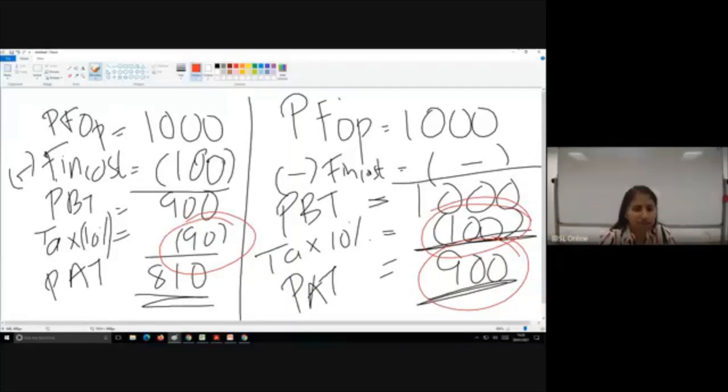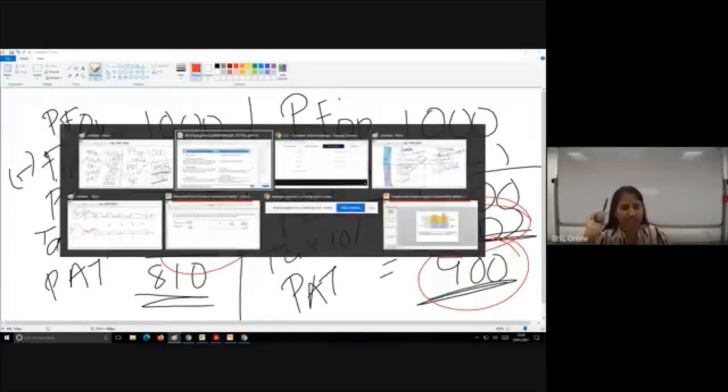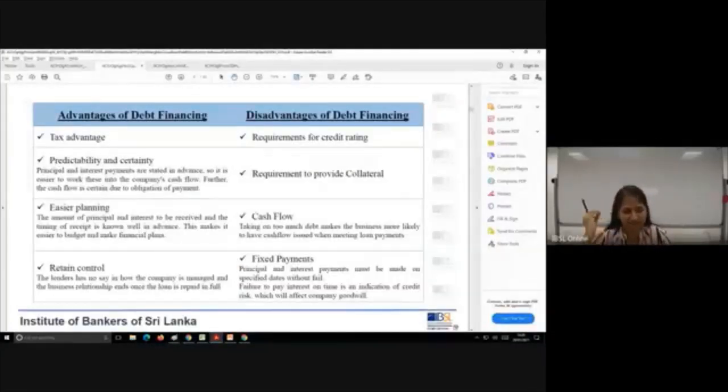And remember, this finance cost gave them funding as well. So that benefit is available for debt financing. They are able to reduce that tax. Other benefit is predictability and certainty. Principal and the interest payments are already stated ahead. You know how much you are going to pay, when you are going to pay, and the interest amounts. So for the company, it's very easy to forecast their cash flow.